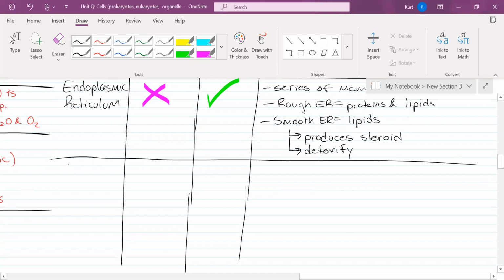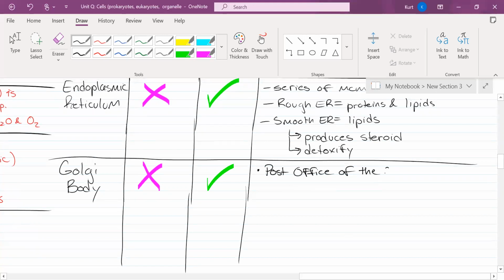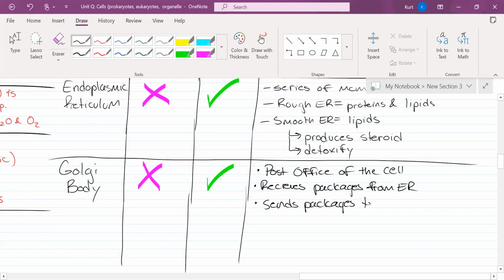Okay, let's go to the next one. Let's do Golgi, the Golgi body, sometimes called the Golgi Apparatus. Otis, is this found in a prokaryote? No. Emma, eukaryote? Yes. This is called the post office of the cell. It receives packages from the ER. It sends packages to the plasma membrane.